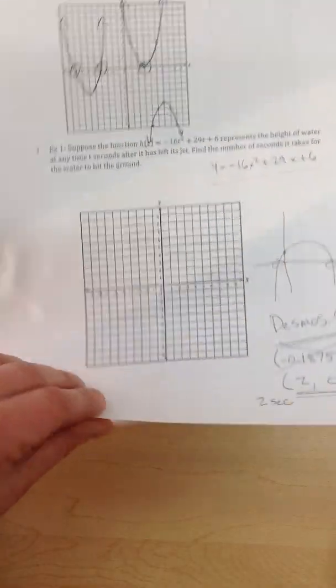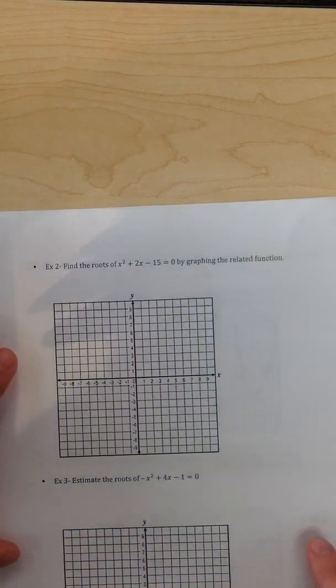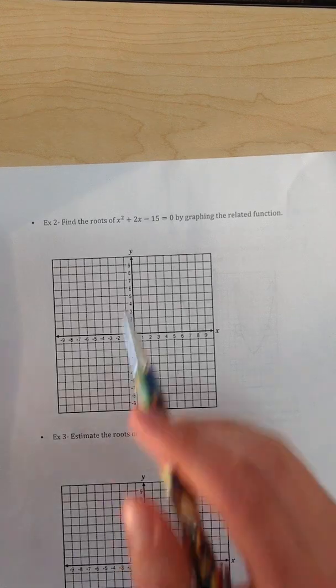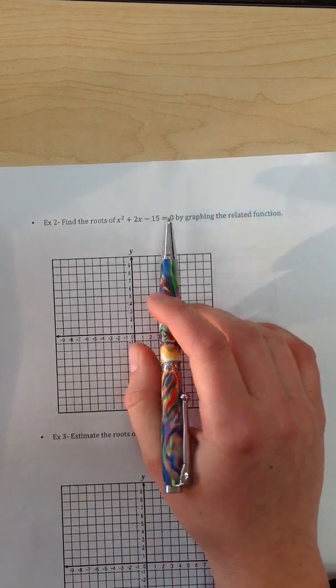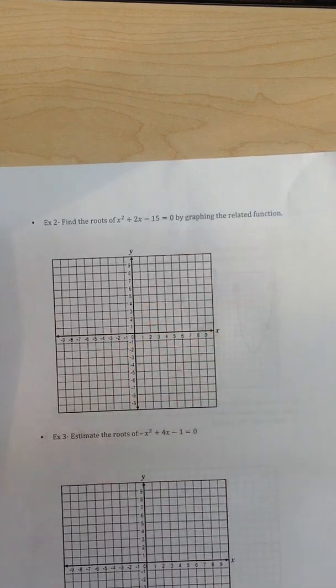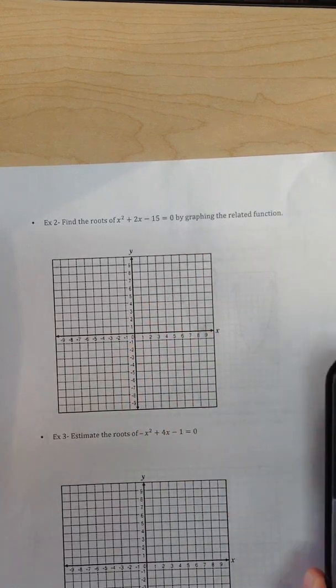Alright, try another one here. Okay, so again, we're trying to find our roots or our solutions, and they set it up equaling 0. If they ever put equals y there, you just swap it out with a 0, because we want our y to equal 0 in these cases.